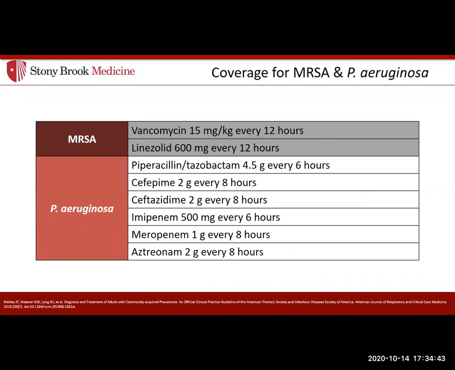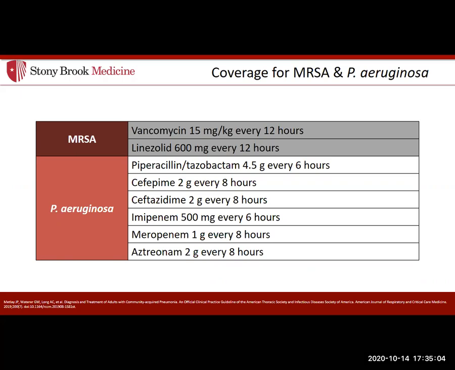So here I have listed some common agents used to cover MRSA and Pseudomonas. I also want to point out for a disease such as CAP, the vancomycin trough monitoring should be done in conjunction with targeting a 24-hour AUC of 400 to 600 based on the new vancomycin monitoring guidelines.